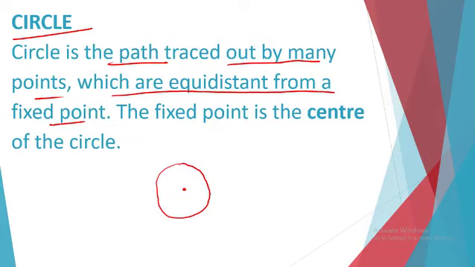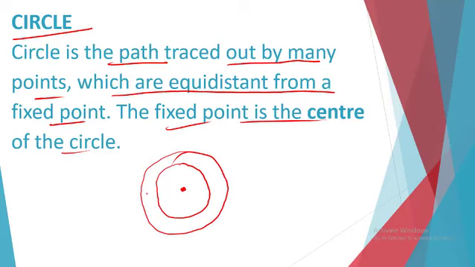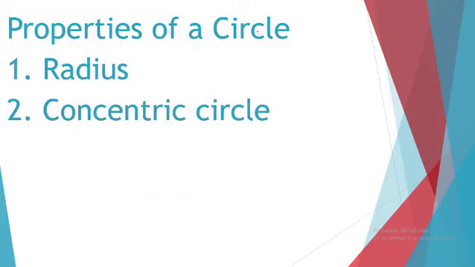Okay, and then we'll call it what? A circle. I said the fixed point is the center of the circle. The fixed point, this point where I have this mark, is the center of what? The circle. Do we understand now? So when we talk about a circle, we talk of the shape like this. Okay, so let us quickly look at the properties of a circle.